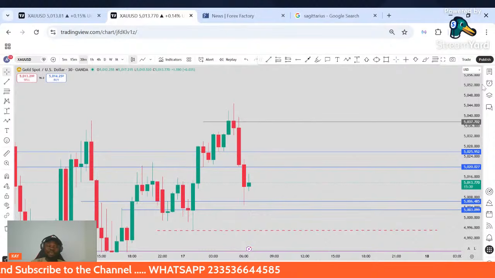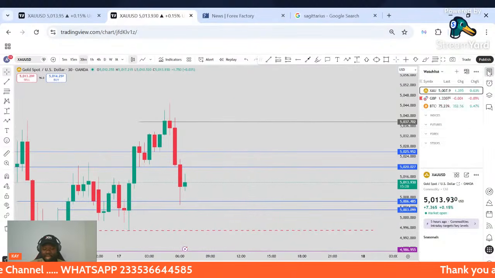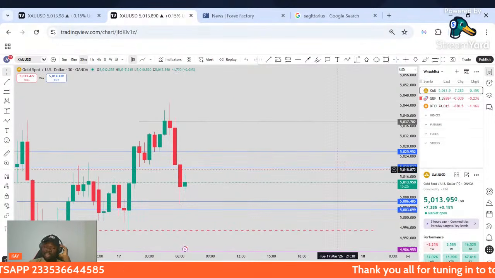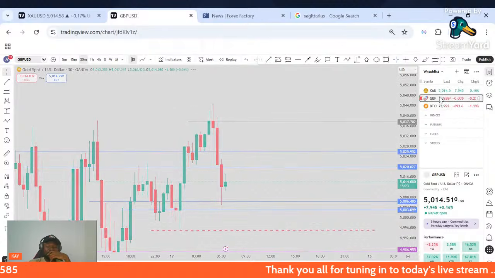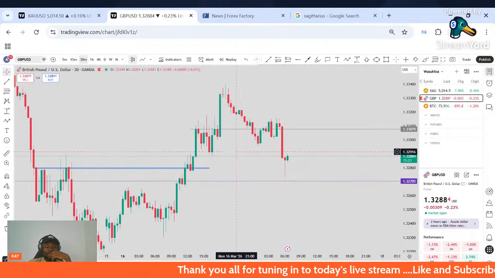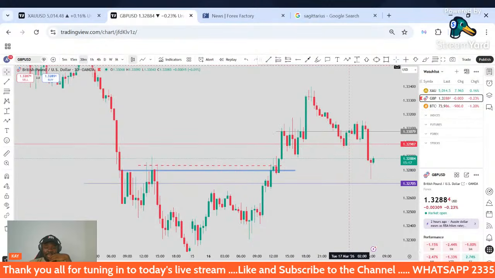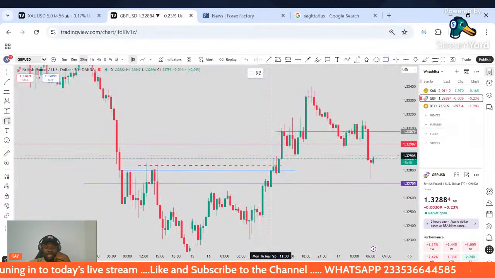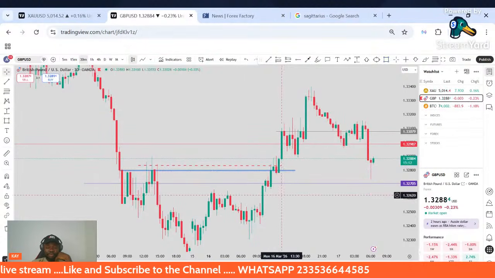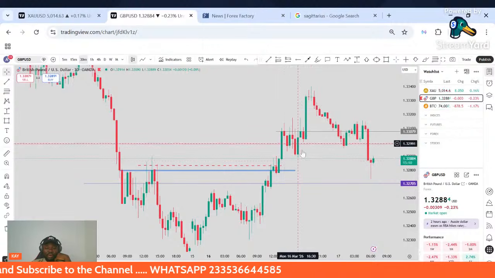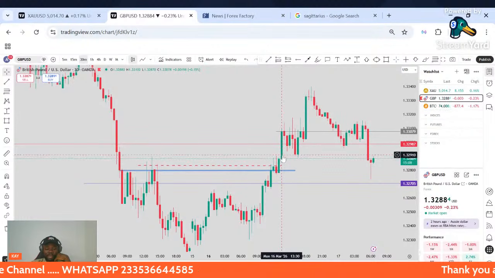Yesterday I analyzed GBP USD, and it really went well. Price was around this point when I did the analysis during the New York session, and price moved very well during the New York session.